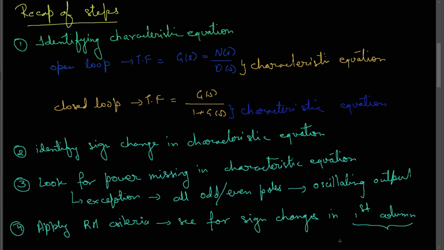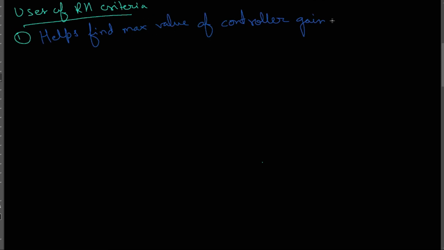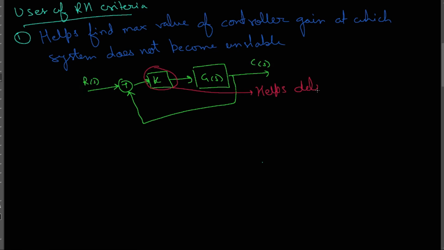Now let's see the uses of RH criteria. RH criteria helps you to find the maximum value of a controller gain, whether it is a closed loop system or an open loop system. For example, here you can see a closed loop system where there is a controller gain whose value is k. So by using RH criteria, you can identify the maximum value of k for which the system does not become unstable.